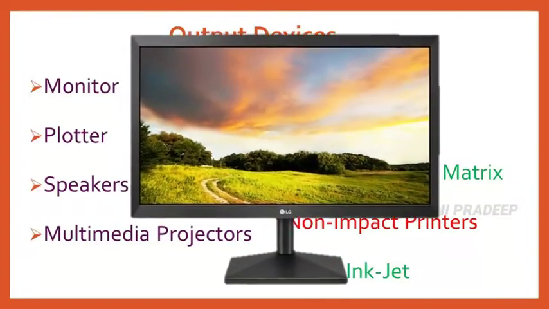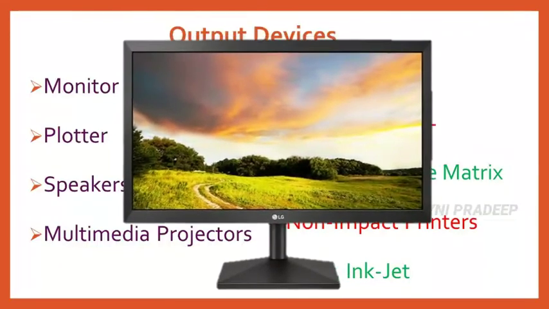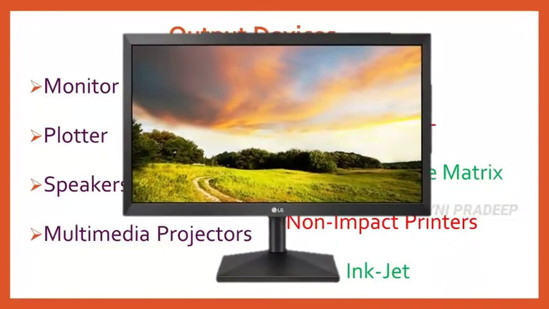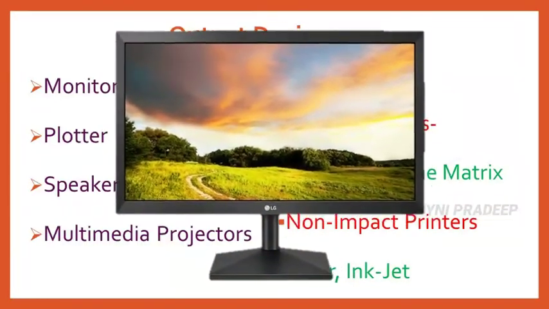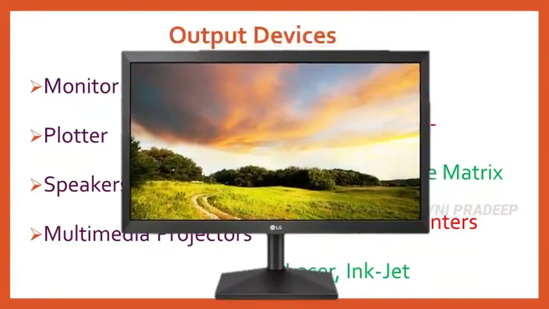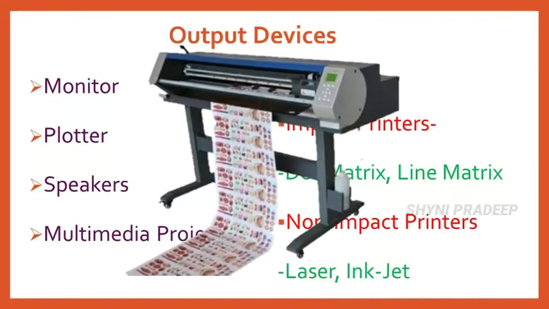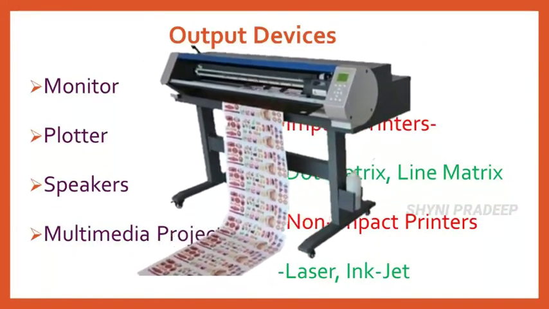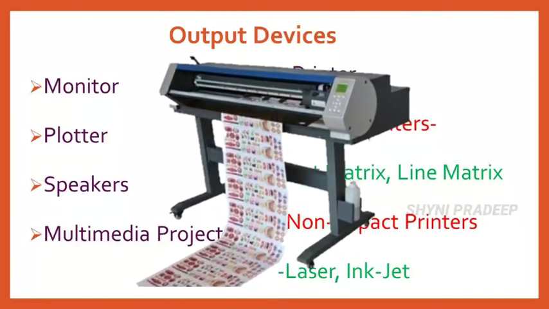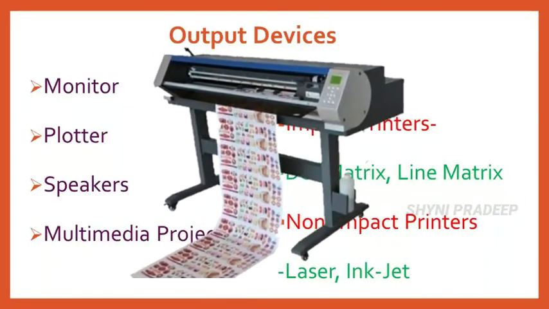And the monitor works with the VGA. VGA means video graphics array card. Okay. This video graphics array card helps the computer to communicate with the screen. And the next output device is plotter. Plotter is an output device that is used to produce graphical output on papers. It uses single color or multicolor pens to draw pictures.